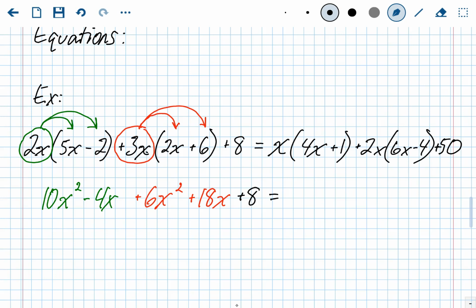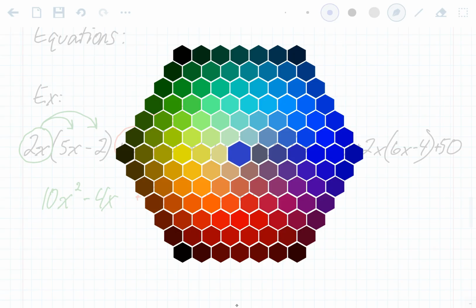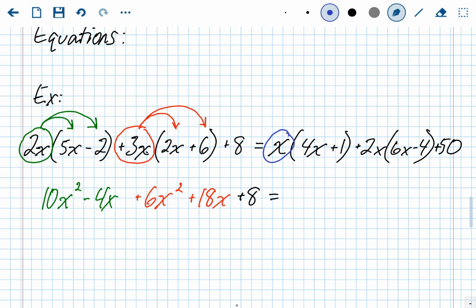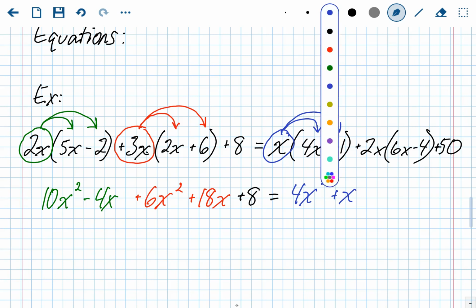Now we're into the equal sign, so now we're on the right side. Same thing on the right side: anything on the outside is going to get distributed through. In this one we have x, and we're going to multiply it by 4x, which gives us 4x squared. And then x times 1 is just x, so let's write x. And then it looks like there's one more distribution here.